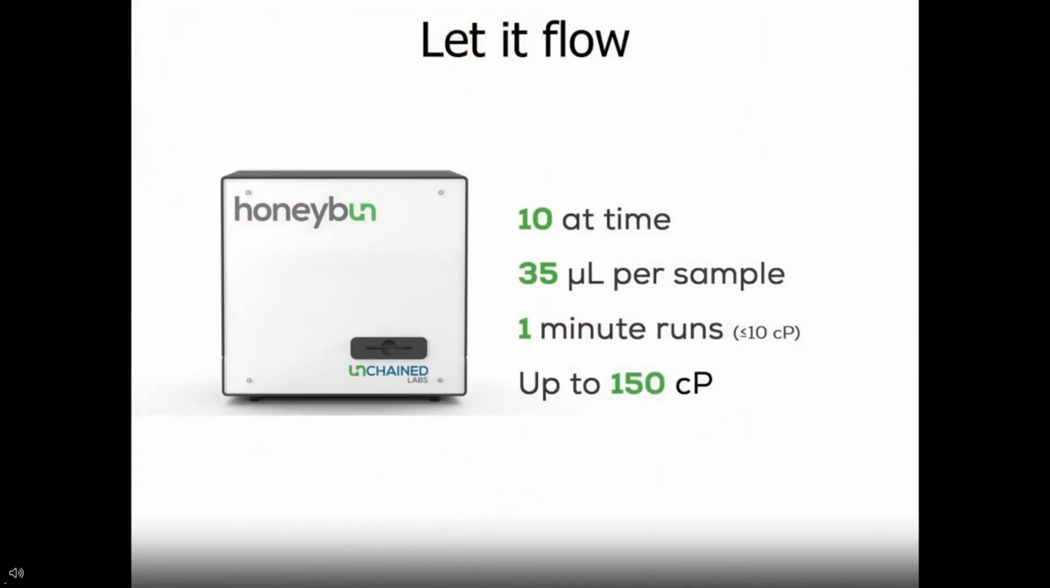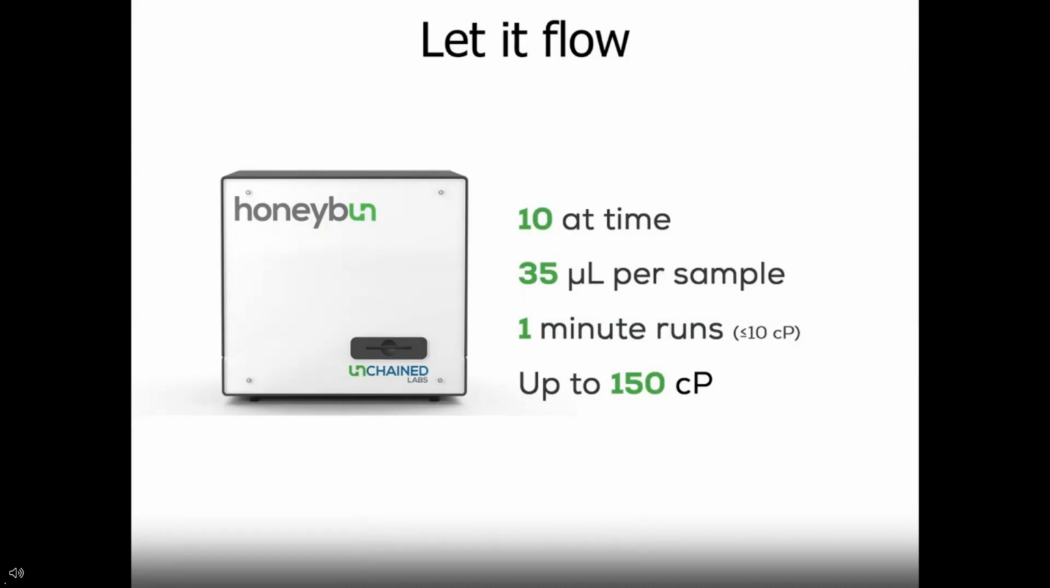Honeybun is the only rapid viscosity system built to solve these problems. Honeybun can take 10 samples at a time and in just a few minutes get viscosity data. It does this using only 35 microliters for each sample, and samples up to 10 centipoise will run in less than 1 minute, and Honeybun can run a full range from 0.5 to 150 centipoise.